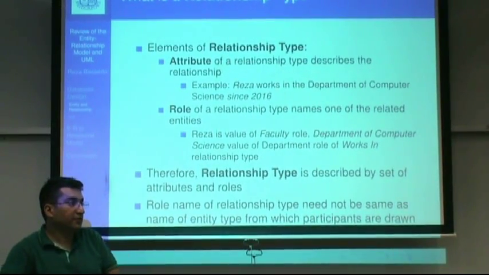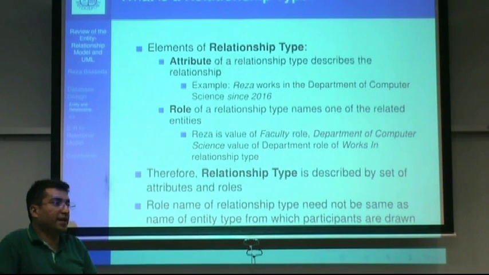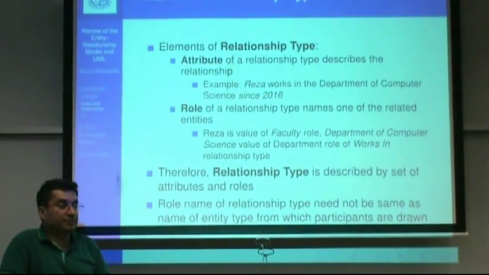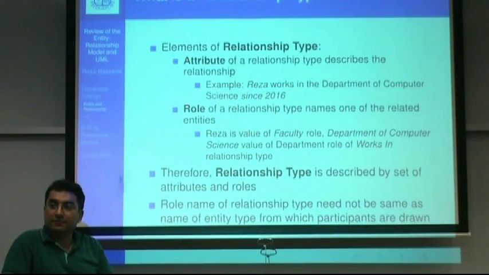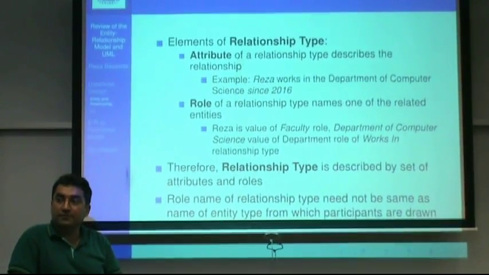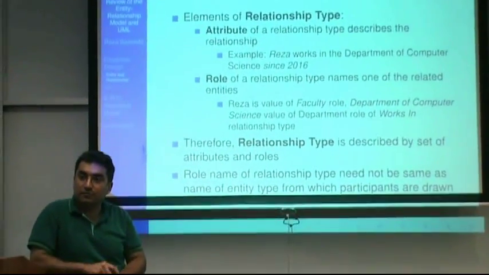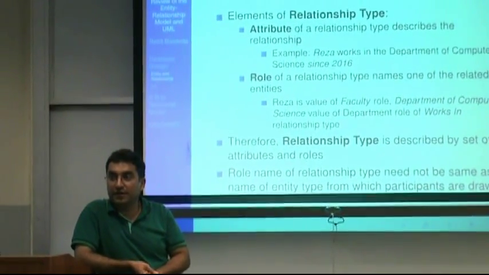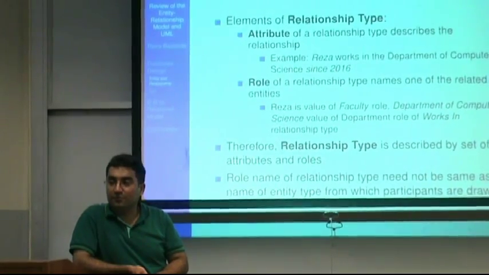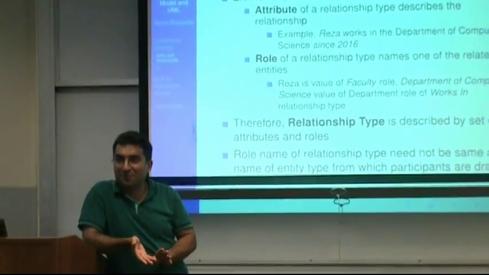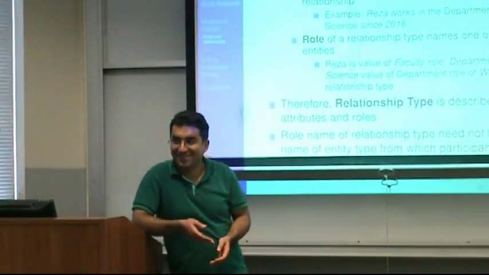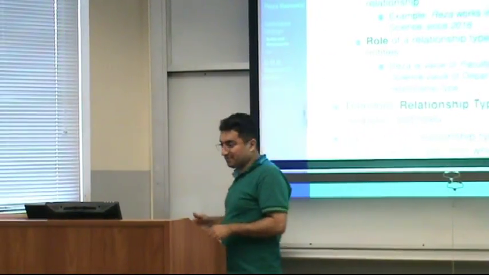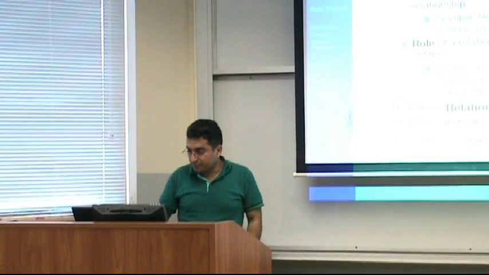Give more examples. In the marriage, the two persons are attributes and the marriage is? No. Husband is a role and wife is a role. Husband is a role, wife is a role, okay? Marriage is the relationship.